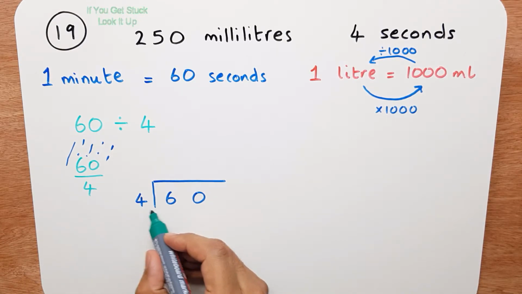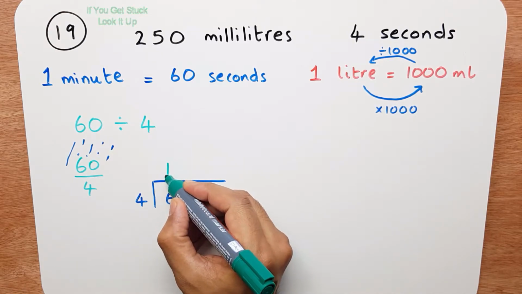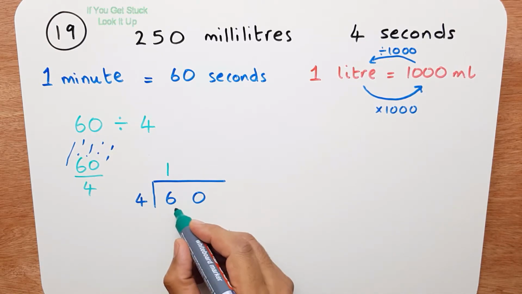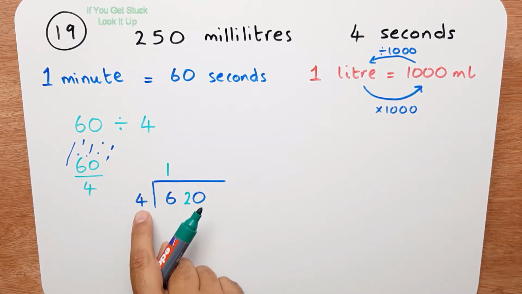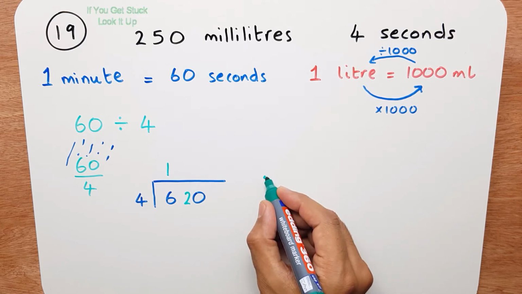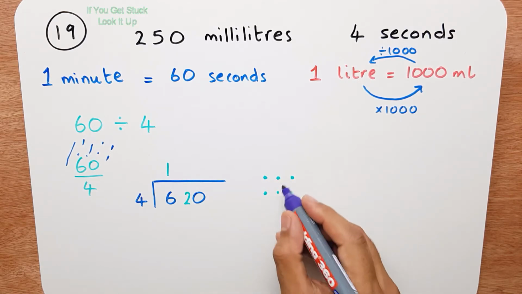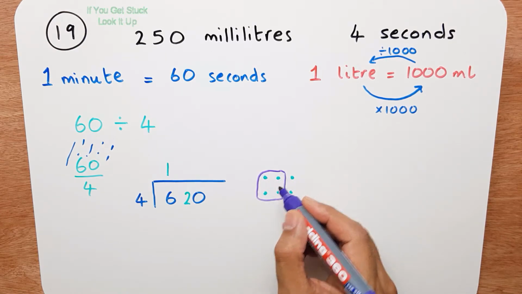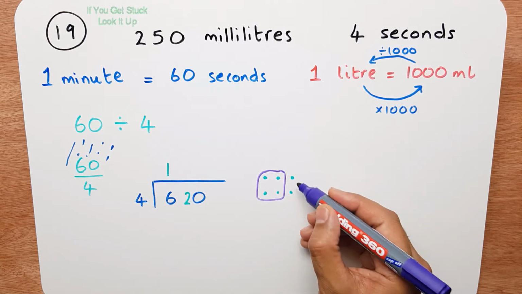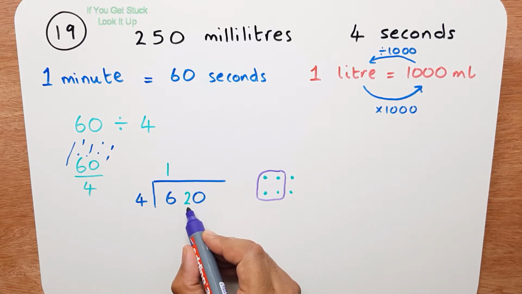Now how many 4s are there in 6? There's 1, remainder 2, so the remainder gets carried over to the next column. So let me show you how that worked. So I have 1, 2, 3, 4, 5, 6. How many groups of 4 are there? That's one group of 4. So the 1 goes there, and I have a remainder of 2, and the 2 gets carried over.